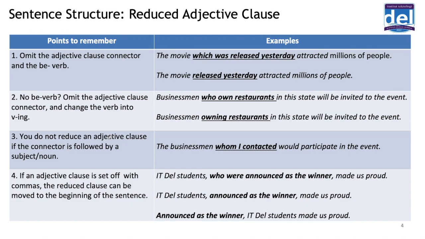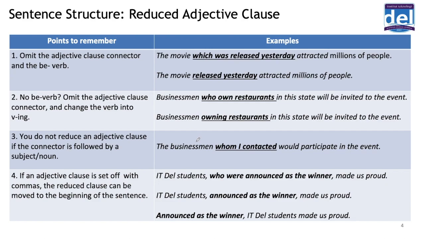Now I'd like to show you the structure of reduced adjective clause. Understanding the structure of reduced adjective clause helps you to be aware of another alternative to fill an incomplete sentence which involves adjective clauses. There are 4 ways to do so. Okay, let's take the first point.